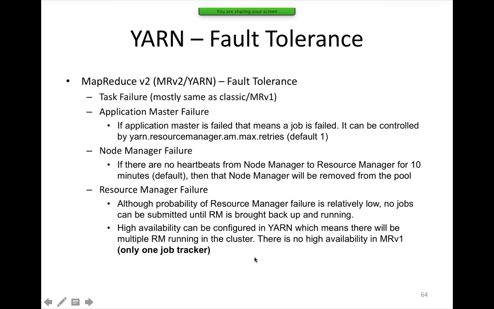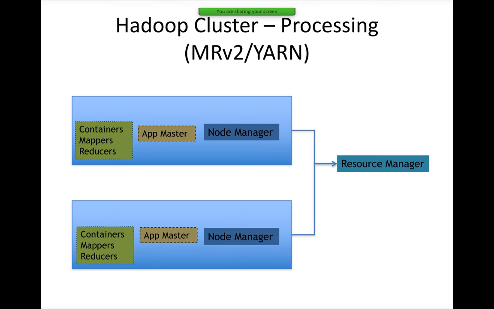However, we can actually configure high availability in Yarn, which means there will be multiple resource managers running on the cluster. And it's very easy to set up. You can go through the videos and you will understand how to set up resource manager high availability.